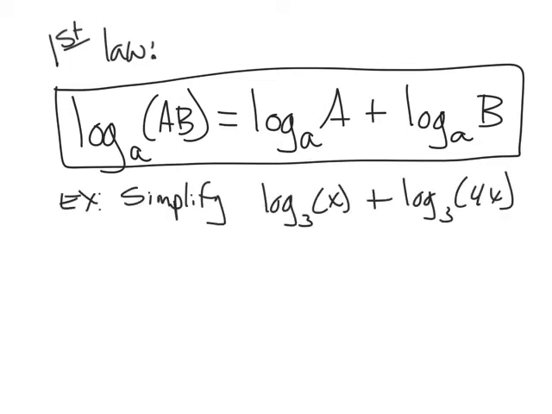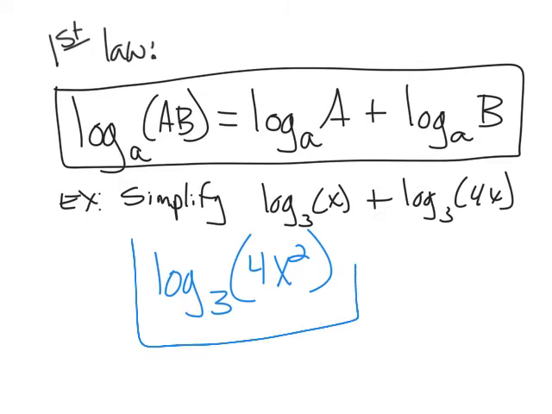So here's an example. I want to simplify, which means I want to write in terms of a single logarithm, log to the base 3 of x plus log to the base 3 of 4x. So I have the same base, and I have some arguments here. All I'm going to do is write this as a single logarithm using the first law. So I'm going to create a product out of the two arguments. So my final answer would just be log to the base 3 of 4x squared, because it's the 4x times the x, and that's it. You've used the law to write that expression as a single argument.